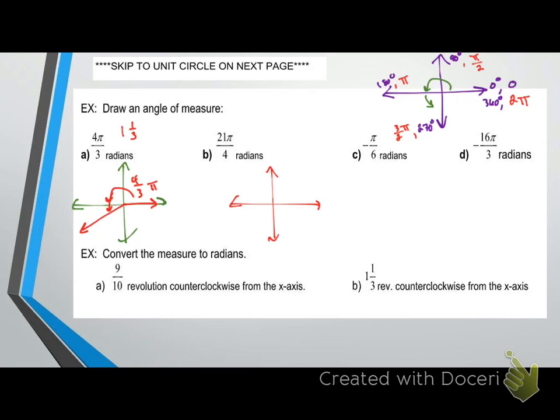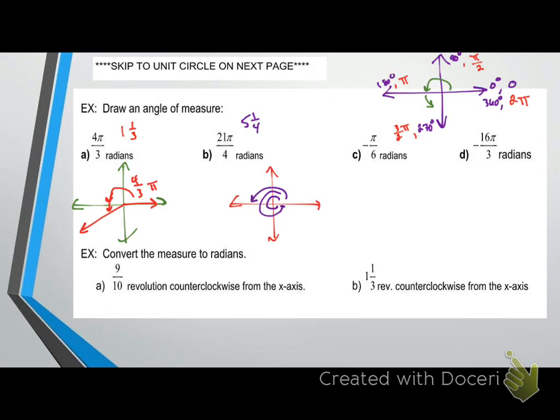Okay, 21 over 4 is 5 1/4. That means I want to go around once to get to 2 pi, but I need to go 5 pi's. That's just 2 pi's. Go around again, that's 4 pi's. So then I want to go one more pi, which puts me there. That's 5 pi's. Okay? From there, I need to go a fourth of a pi more.